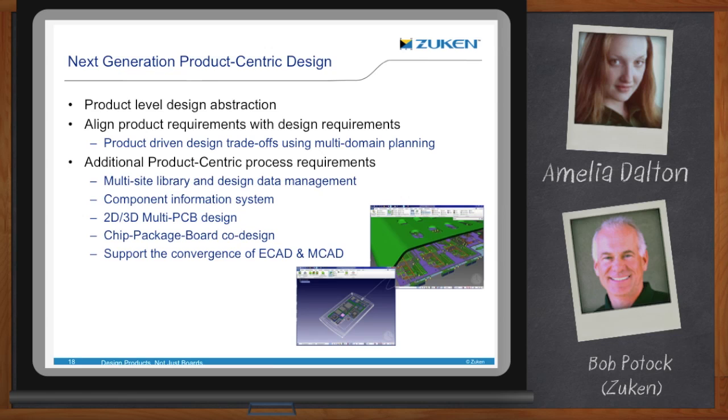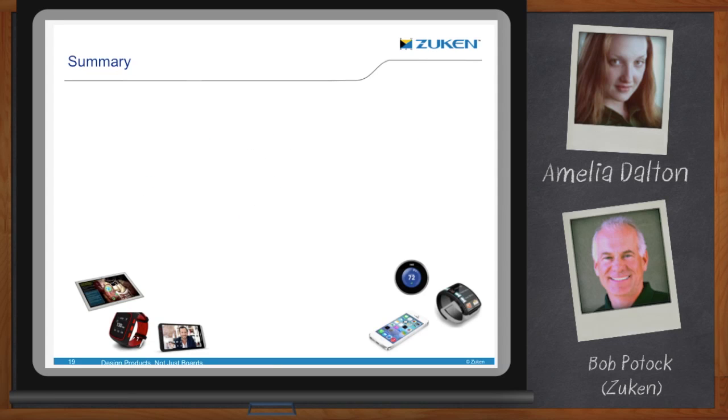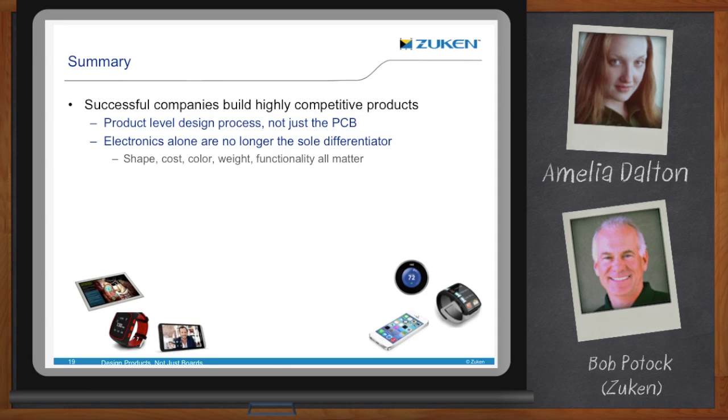All right, Bob, I think it's time to recap this bad boy. Okay, let's wrap this up. A few concepts I want to leave with you, some walkaways. Successful companies build highly competitive products. To do that, they really have to operate at the product-level design process, not at the printed circuit board. In this day and age, electronics alone are no longer the sole product differentiator.